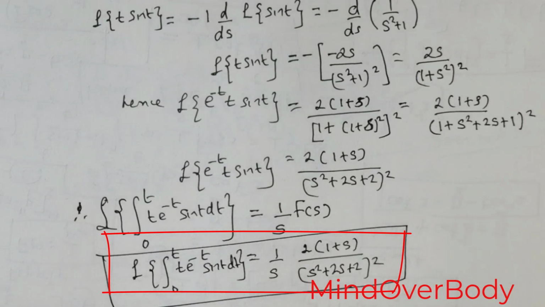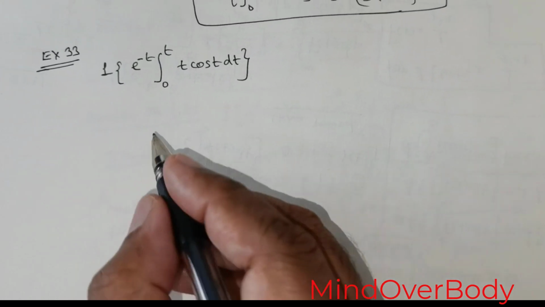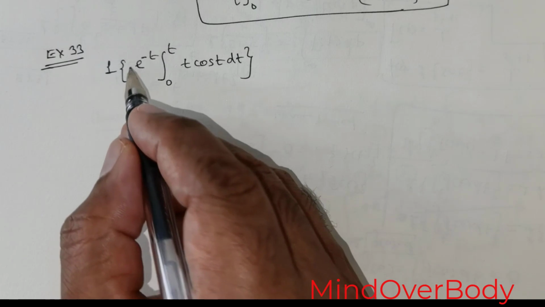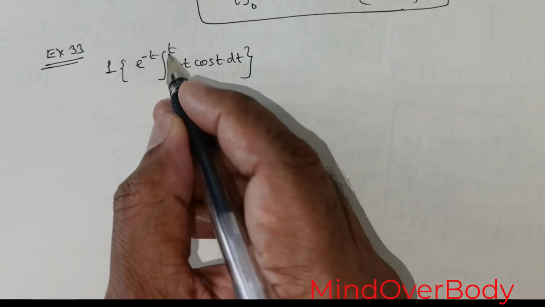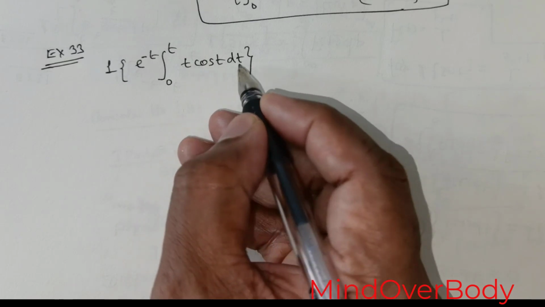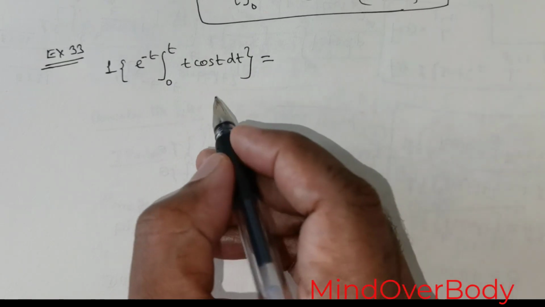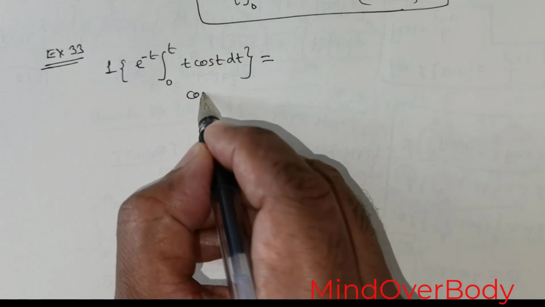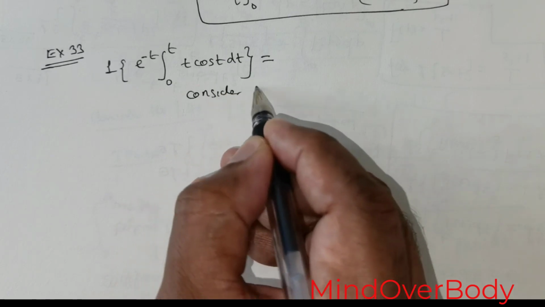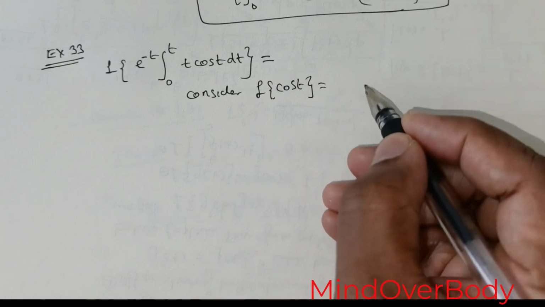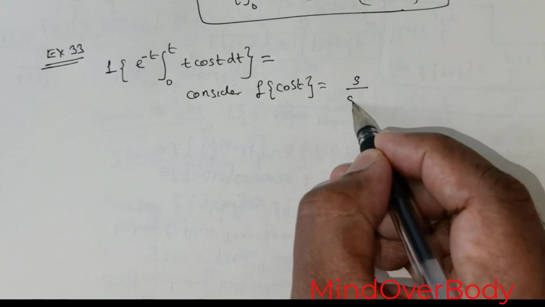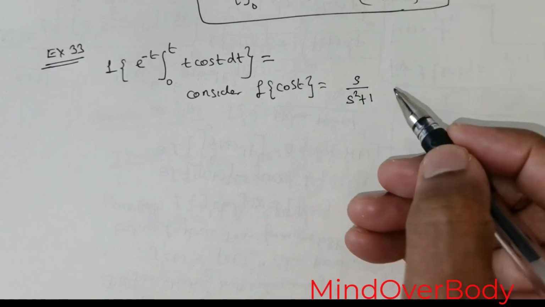So we will move on to the next question, students. We are given this question: find the Laplace transform of e^(-t) times the integral from 0 to t of t cos t dt. First, we consider the Laplace transform of cos t. That is nothing but s over s squared plus 1.